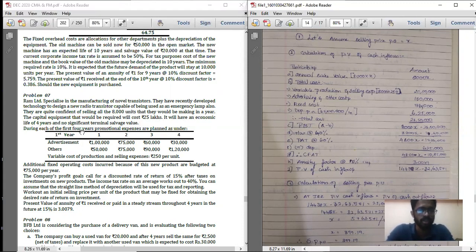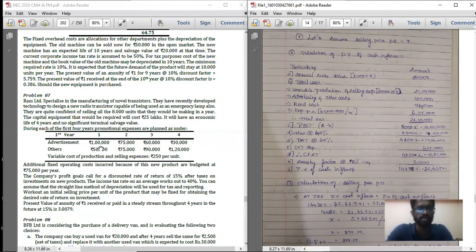Next, during each of the first 4 years, promotional expenses are planned as under. First year, advertisement 1 lakh, others 50,000. Second year, advertisement 75,000, others 75,000. So every year, the total promotional expenses will be 1,50,000. Apart from that, variable cost of production and selling expenses is 250 per unit. Fixed cost is this capital equipment cost, so you should divide it by 8,000 units.